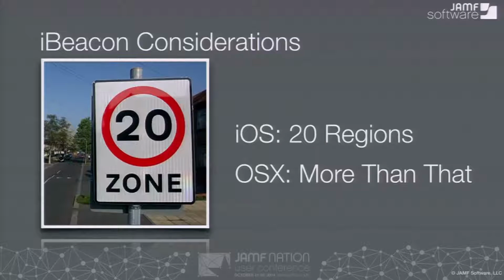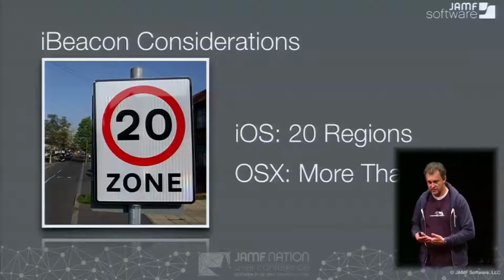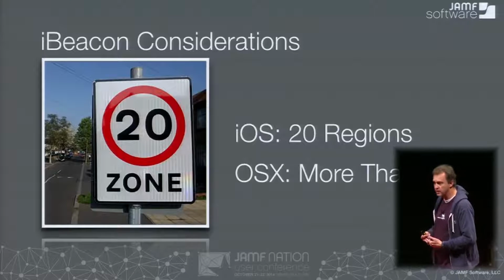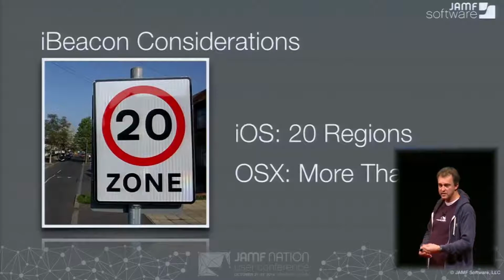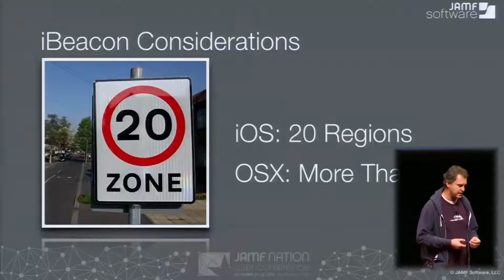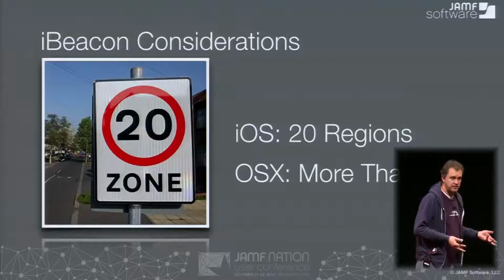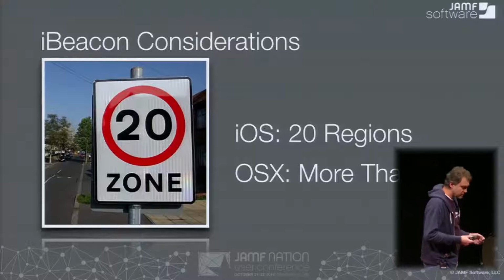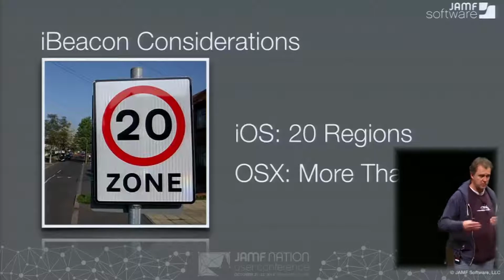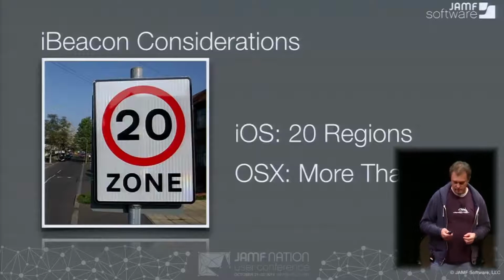On OS X, there's more than that. You'll notice I didn't put a specific number there. Why is that? Well, that's because there's not a specific number on OS X. Rather, the limit is going to be determined based on performance and power usage and things like that. And it will likely vary from system to system. In our labs, we've tested several hundred iBeacons on a single Mac. So that kind of gives you an idea of maybe an order of magnitude more. But again, that is going to be dependent on your environment.